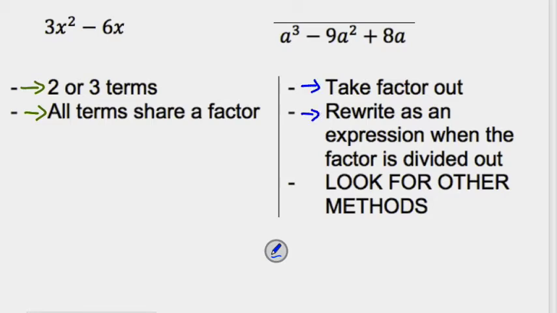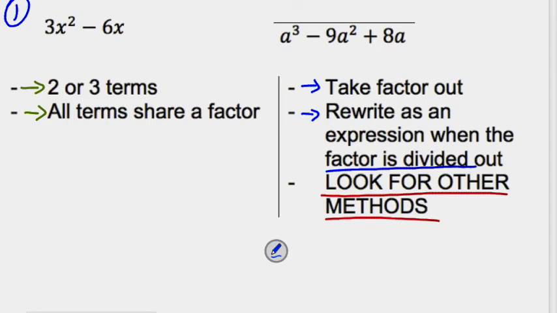You're going to rewrite as an expression when the factor is divided out, and you are always looking for other methods afterwards. It's entirely possible that you first take out a greatest common factor, and then you can do something else, as we'll see in our second example. Let's take a look at our first example, right here.